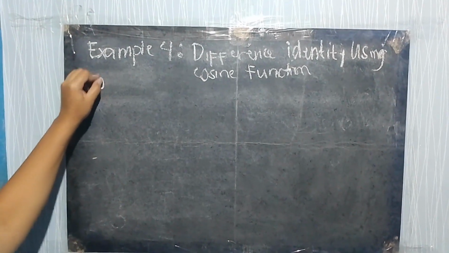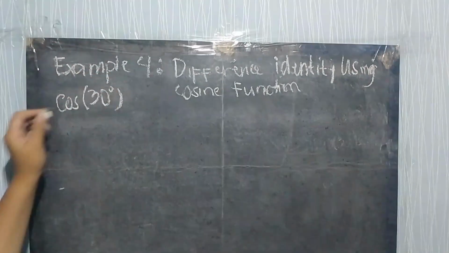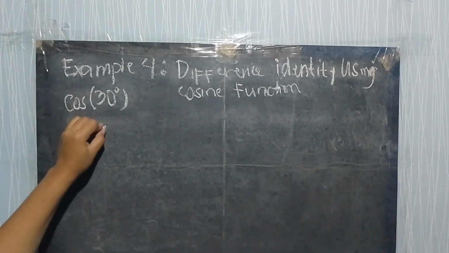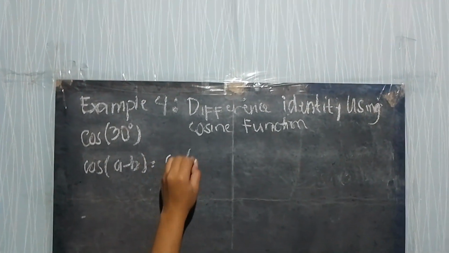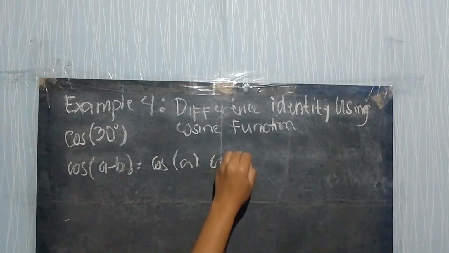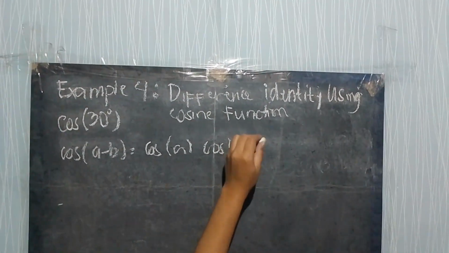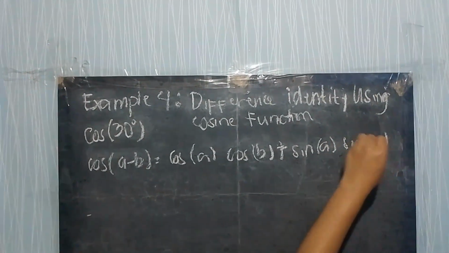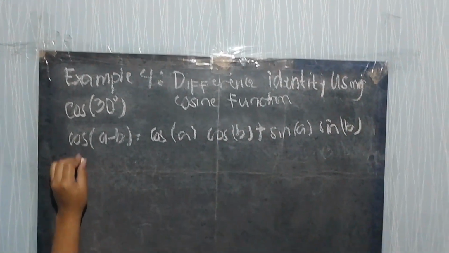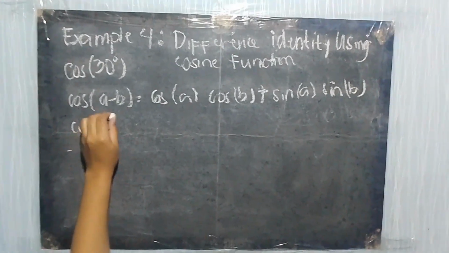Now, let's move on to our next example, difference identity using the cosine function. Let's say we want to evaluate cosine 30. Cosine 30 is the same as cosine of 60 minus 30. So, this is our equation: cosine of A minus B is equal to cosine A cosine B plus sine A sine B.